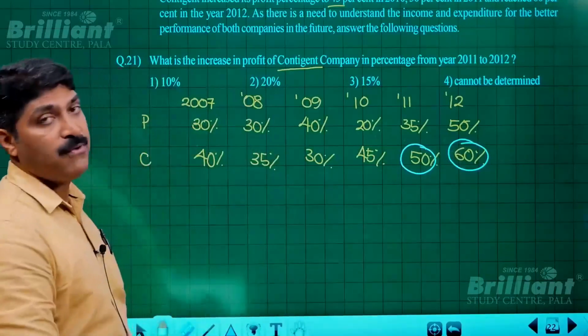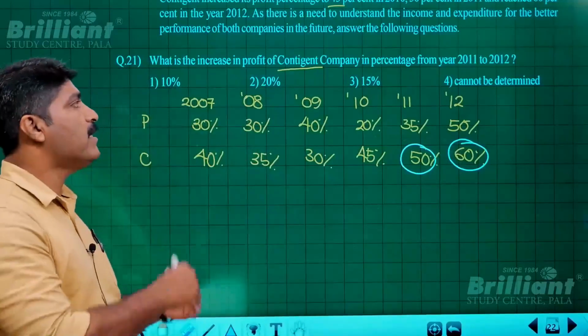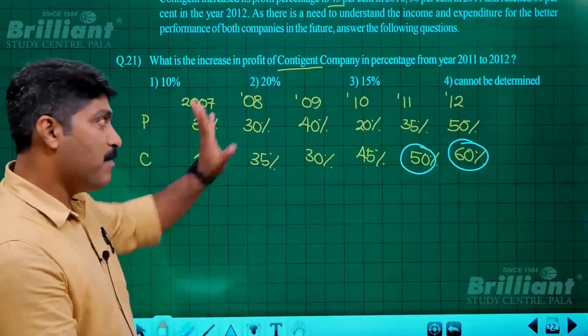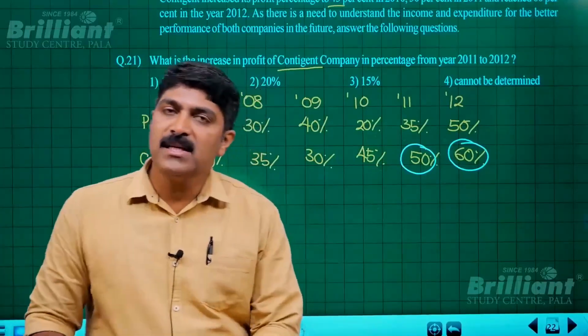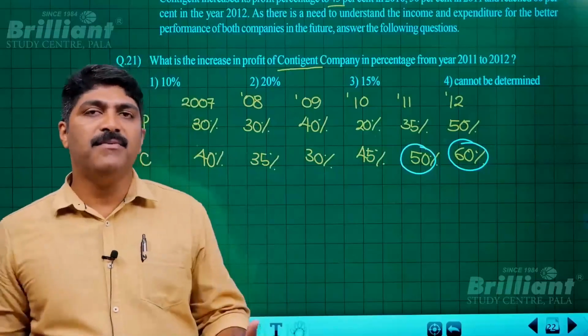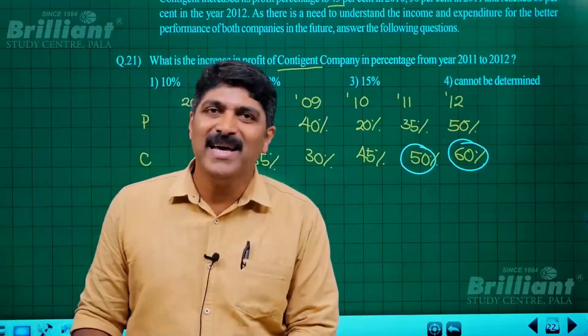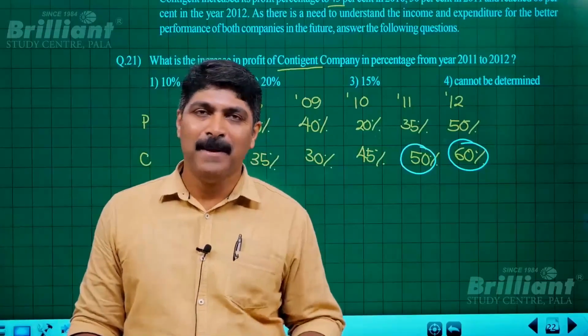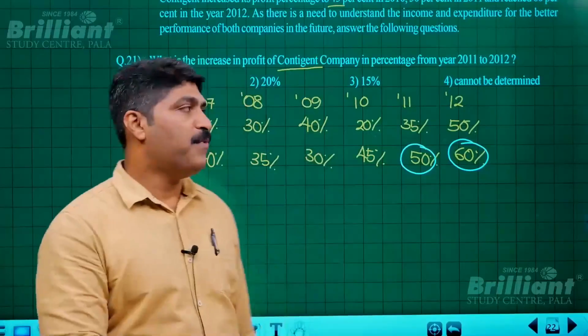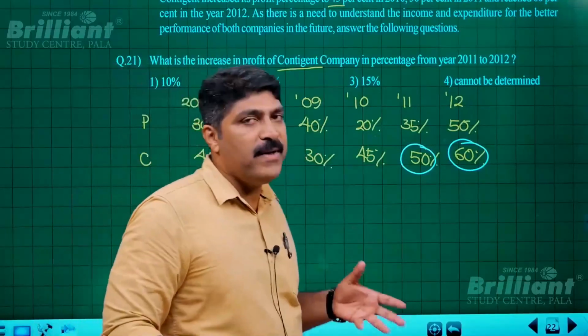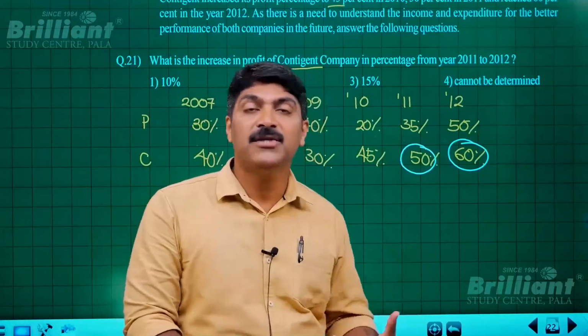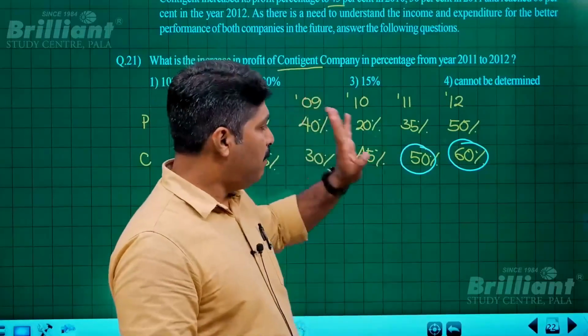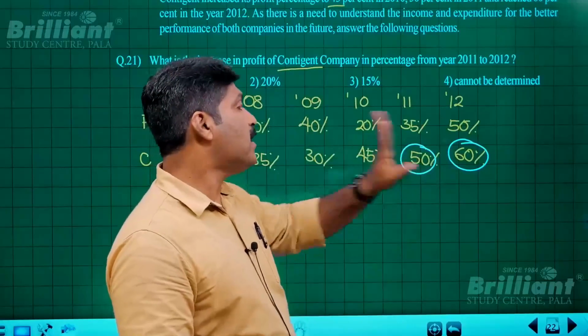Here understand we have to find out the variation in the profit percentages, not profits. If the question is asked about the increase in profit, it cannot be determined because the expenditure or the revenue is not given. Therefore the amount is not given, so we cannot find the actual variation in the profit. But here it is percentage-wise variation.